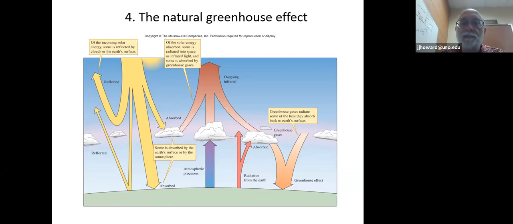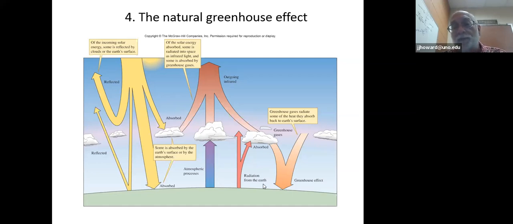Okay, and as a result, the atmosphere is cooler than the Earth's surface. The Earth's surface then re-radiates heat to the atmosphere, and some of the atmosphere re-radiates that heat to outer space. But some of that radiated heat is absorbed by clouds and then re-radiated back to the surface of the Earth. So the clouds become warmer than the Earth's surface, and they radiate heat back to the Earth's surface.